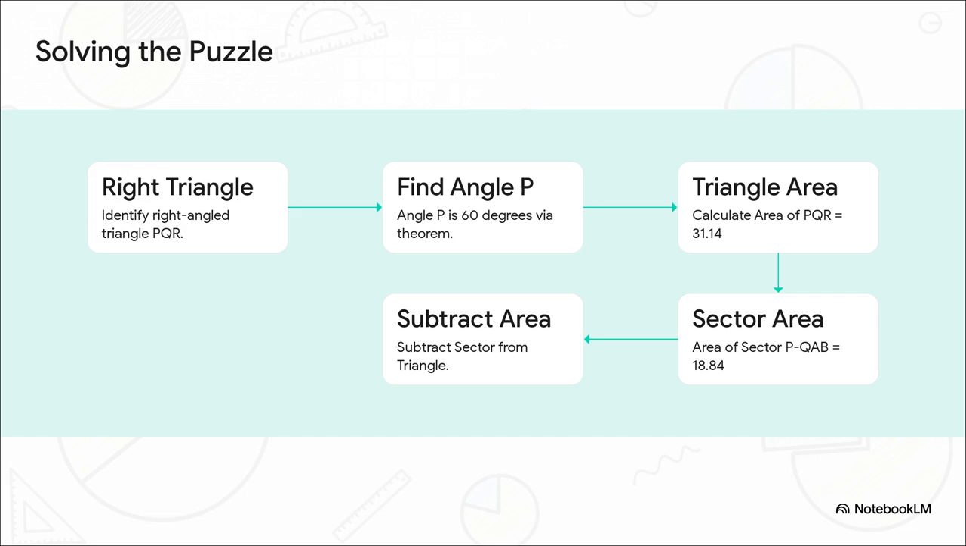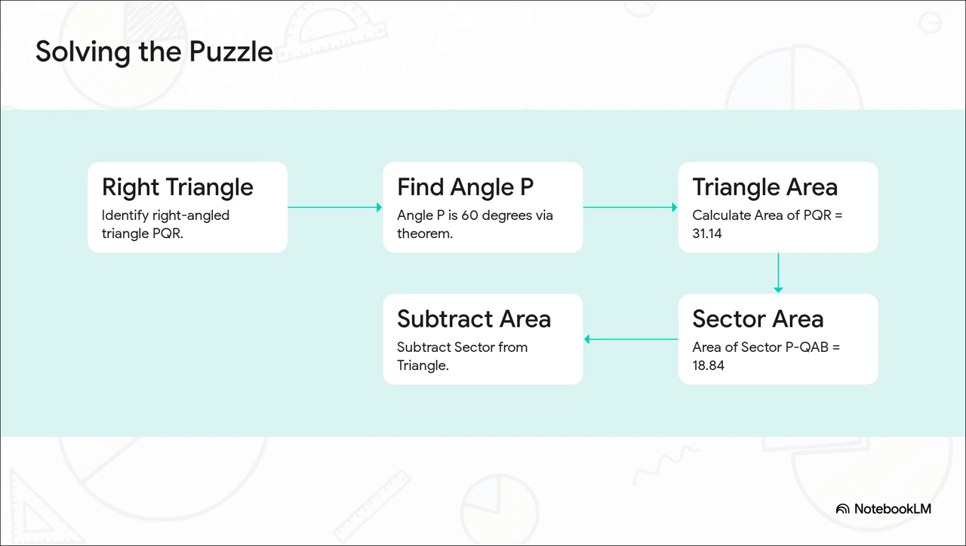Step 1. Because the radius is always perpendicular to the tangent, triangle PQR is a right-angled triangle. Step 2. Notice the side PQ is 6, which is exactly half of the hypotenuse PR, which is 12. So by the 30-60-90 degree theorem, angle P simply must be 60 degrees. Moving to step 3, we calculate the area of the full triangle PQR, giving us 31.14 square centimeters.